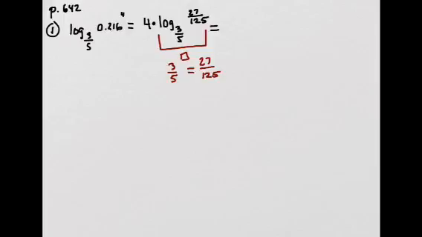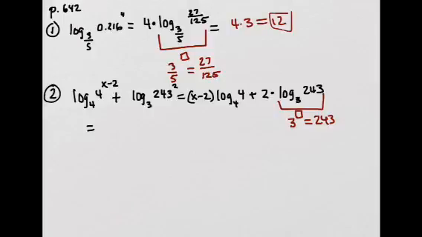Okay, so this log means 3/5 to what power, because this is what the log equals, this exponent up here, equals 27 over 125. So this here in the box happens to be a 3. So we have 4 times 3 equals 12 as the answer.